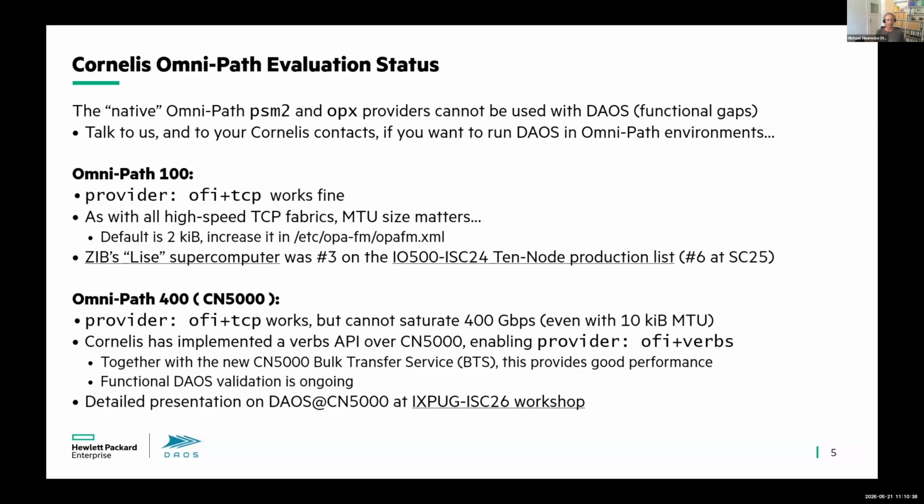But even without that, on the Omnipath 100 side, it has been acceptable performance to run just with the TCP provider over Omnipath. Certainly, if you want to do that, as with all high-speed fabrics, 1,500 byte MTUs on an Ethernet network isn't good, and neither is the 2 kilobyte default IP MTU that you get on Omnipath. That can be changed, and that dramatically improves the IP performance. And this is how we've run the LISA supercomputer at the Zuse Institute here in Germany pretty successfully.